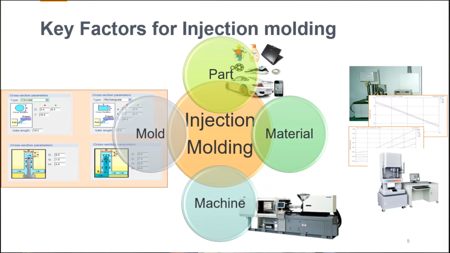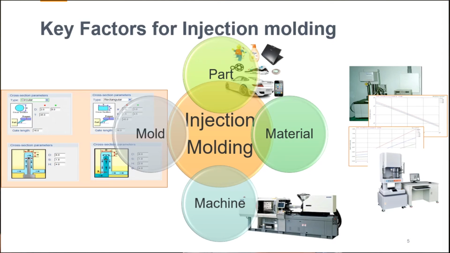So there are some key factors that will influence the quality of an injection molding process. First is the mold design, including the gate design, the runner layout, and our cooling design. And of course, we have the part design, which also will influence the quality: whether we have a proper rib, proper fillet, proper thickness, is it uniform enough, do we have some inappropriate undercut.